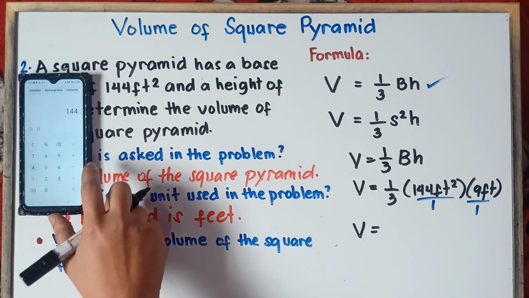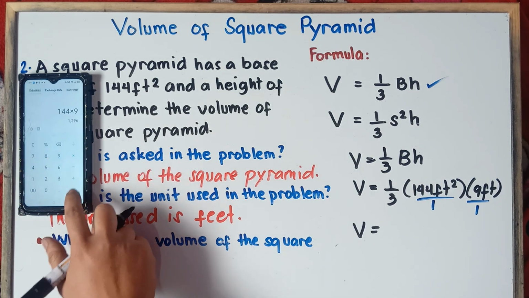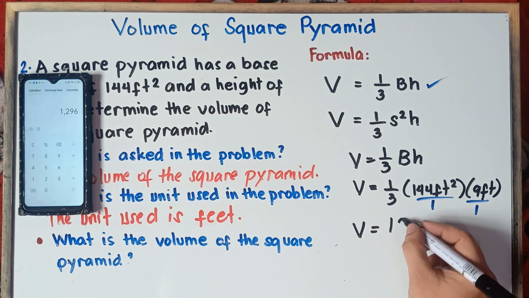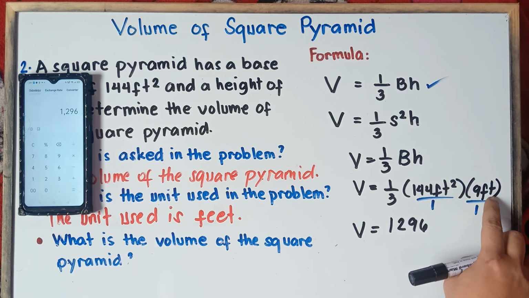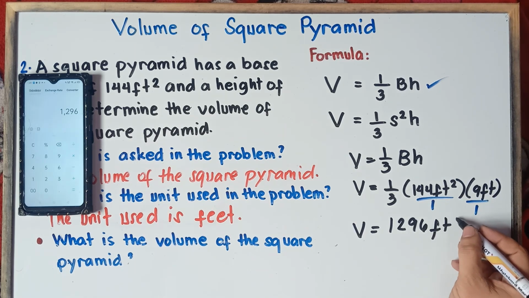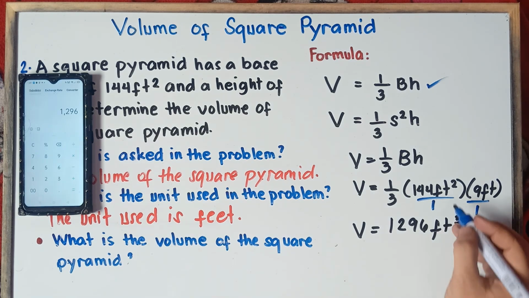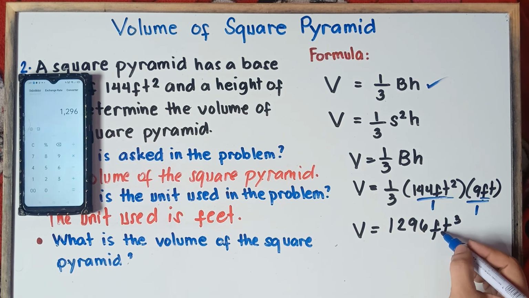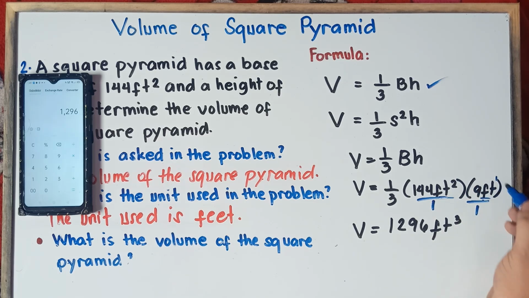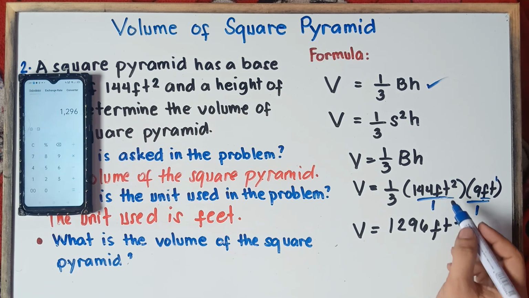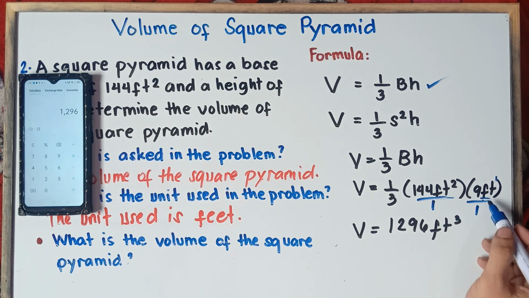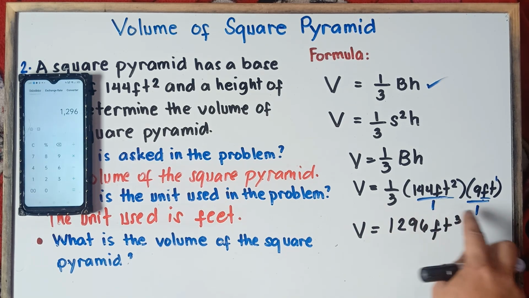So 144 times 9, the answer is 1,296. And then feet square times feet, that would be cubic feet. Once again, simply copy the units, copy feet, and then add the exponent. Understood that there's 1 here for feet, so 2 plus 1, that's 3. So that's why we have cubic feet. And then 3 times 1, that's 3, times 1, that's 3.